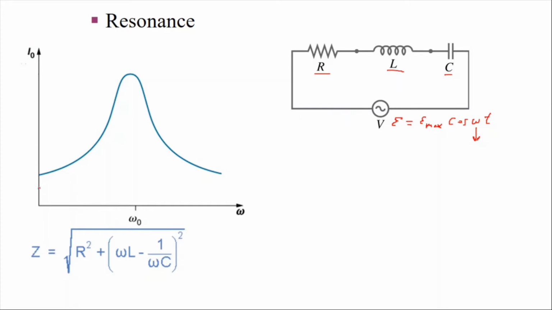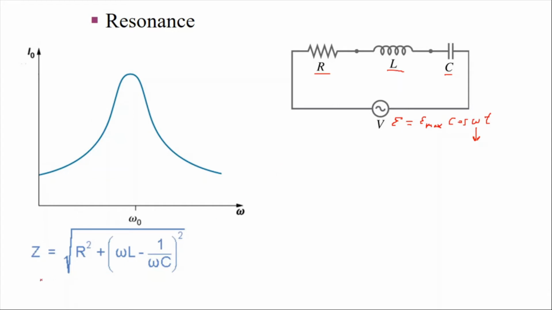Now as you see here, I have a graph. The current is going to be affected like this. Initially we will have minimum current, then it will increase to a maximum value, and then it is going to decrease. So why, when we change the frequency of the source, does the current in the circuit change like this?